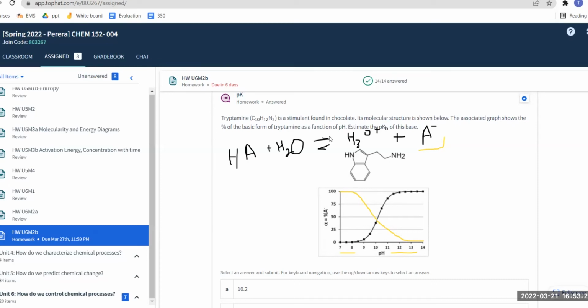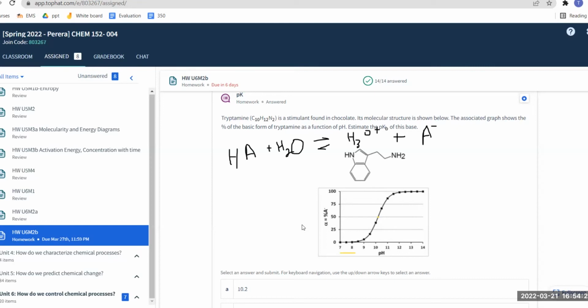Now this graph has the percent species, in this case percent base, on the y-axis. When you have 50% A minus, at this point, what will be the percentage of HA if this is about HA and A minus only? If you have 50% of A minus, how much will be the percentage of HA? It should be 50% too. That means we have the same amount of HA and A minus. Yes.